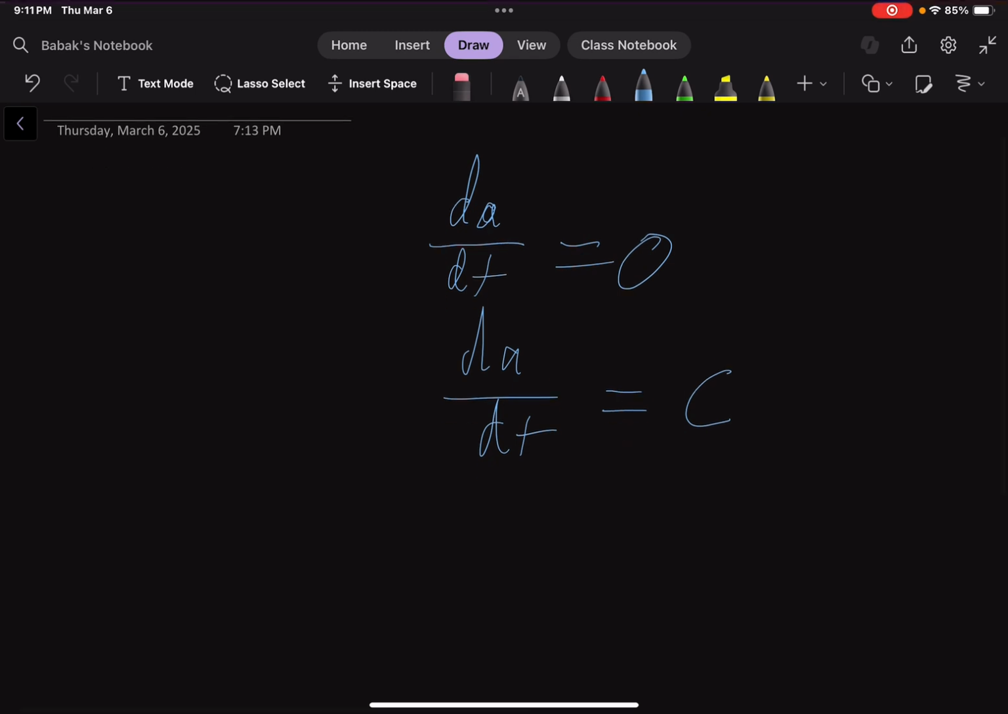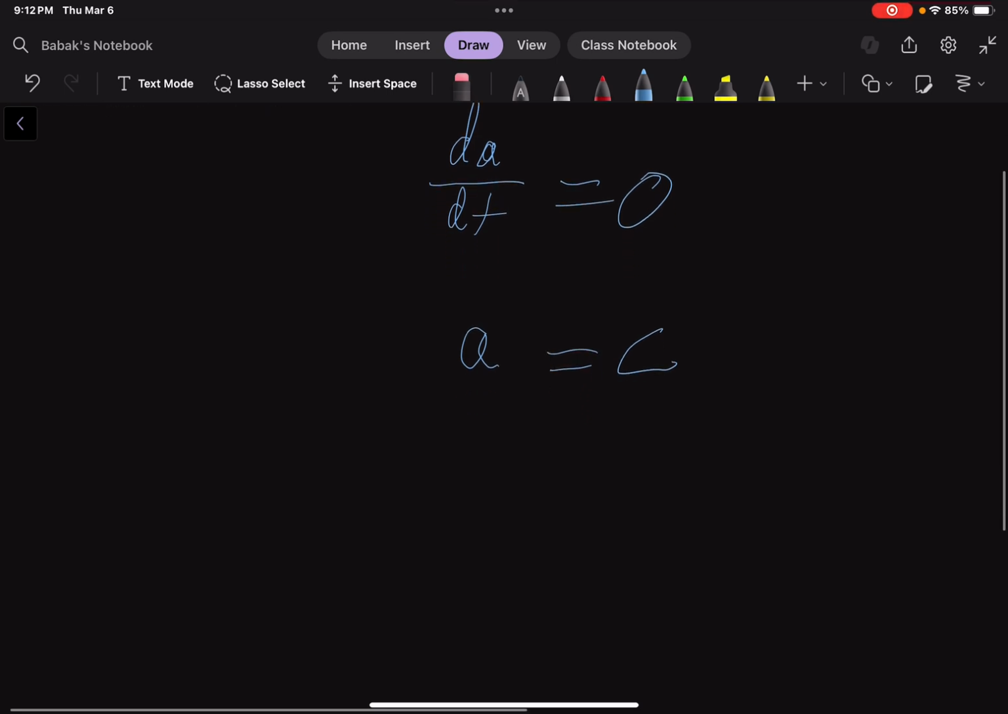Oh, I apologize, rather, dA over dt. Oh, once again, I made the same mistake. Now, A is equal to C, some constant C. Now, this is simply because there is no instantaneous change ever, hence it being 0. So the acceleration is some constant.